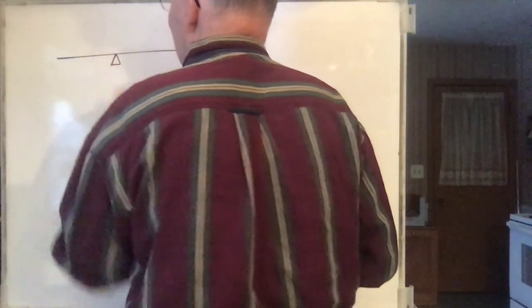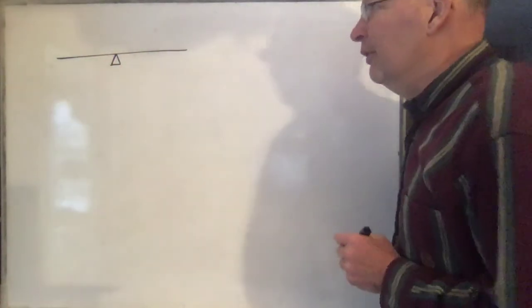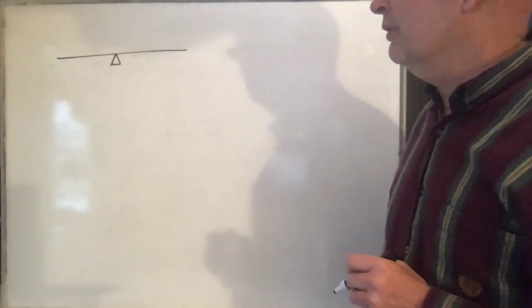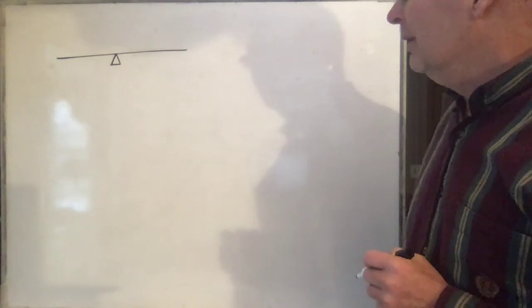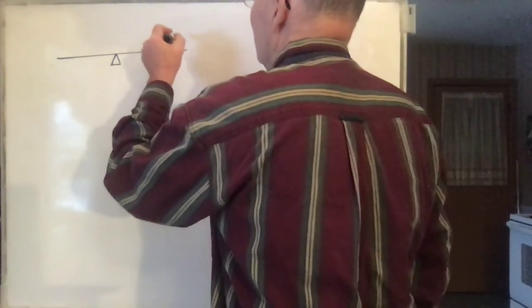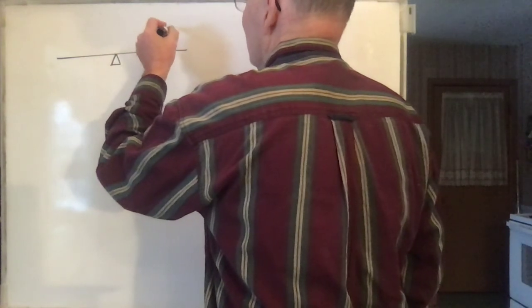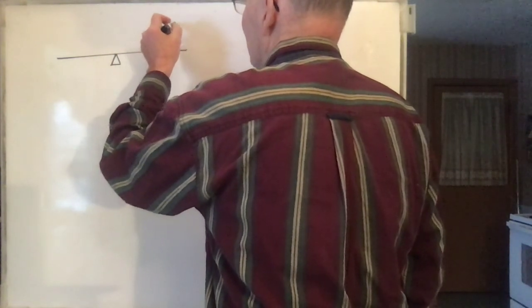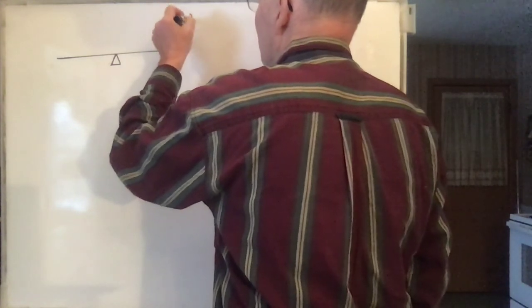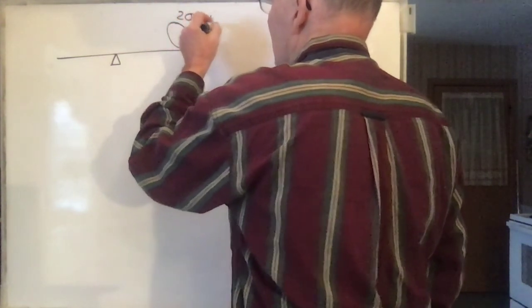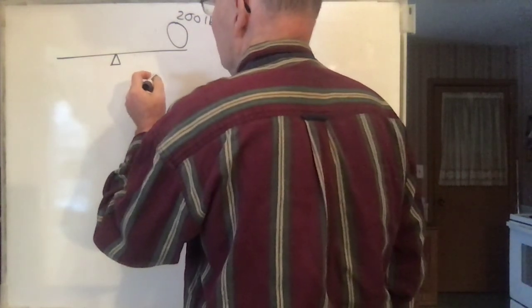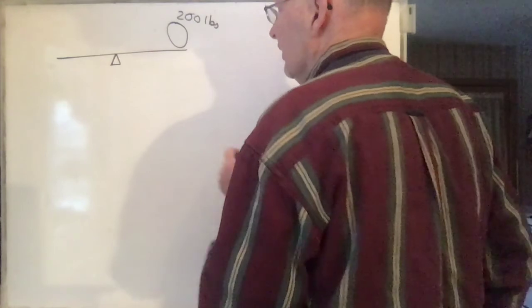Suppose you have two people that want a teeter-totter and they're the same weight. Then they just get on it and they teeter-totter back and forth. They're balanced. Well, what if you have one person who is, say, a mother or father, and say they weigh 200 pounds?